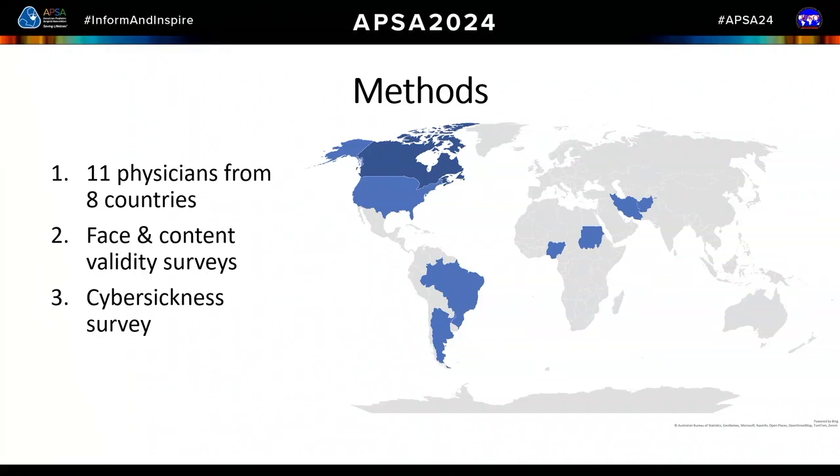We applied the face and content validation surveys. Face is to see the anatomy of the platform, if it's realistic, if they could identify the injuries. The content, if it's meeting the teaching goals that we would like to provide with that platform. And important for virtual reality, we applied the cybersickness survey, because we saw some studies that people get sickness, like motion sickness symptoms. So I decided to apply that.